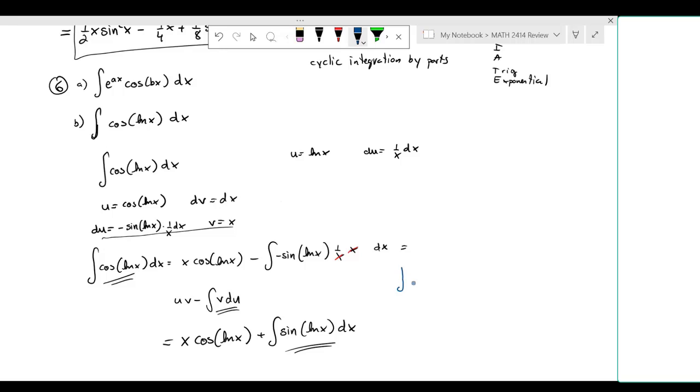So using integration by parts on this sine log x, you would once again let u be the sine log x, because we know how to differentiate that. And dv is just dx, we definitely know how to anti-differentiate that.